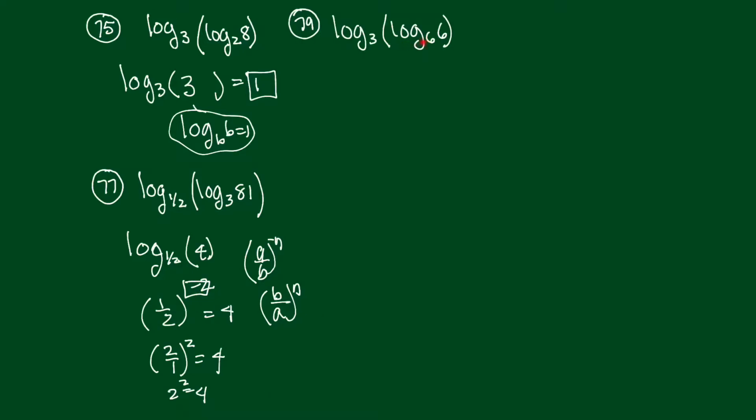Again, let's start from the inside out. Now, the log base 6 of 6, those bases match. That's just a 1. So we're going to have the log base 3 of 1, and we already know that the logarithm of 1 to any base is 0.